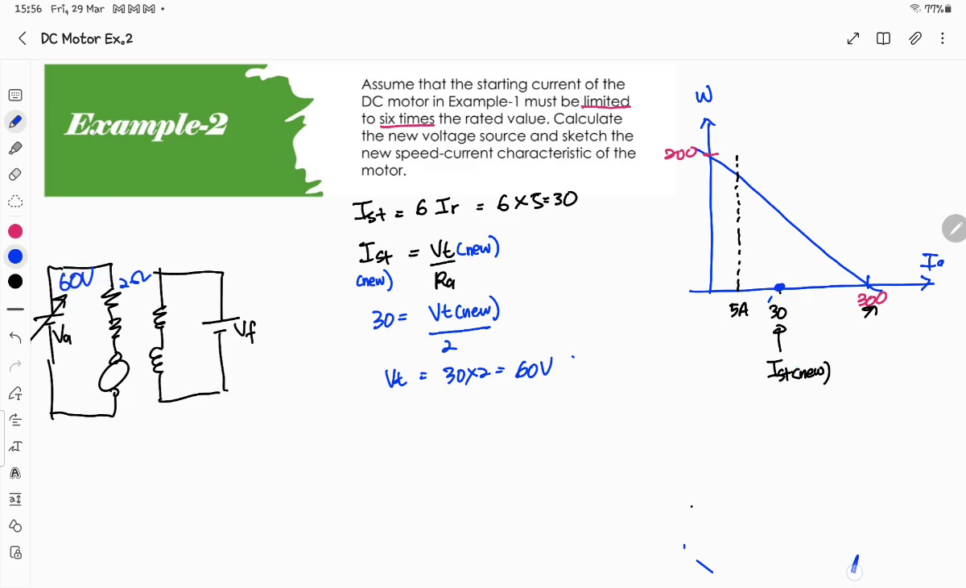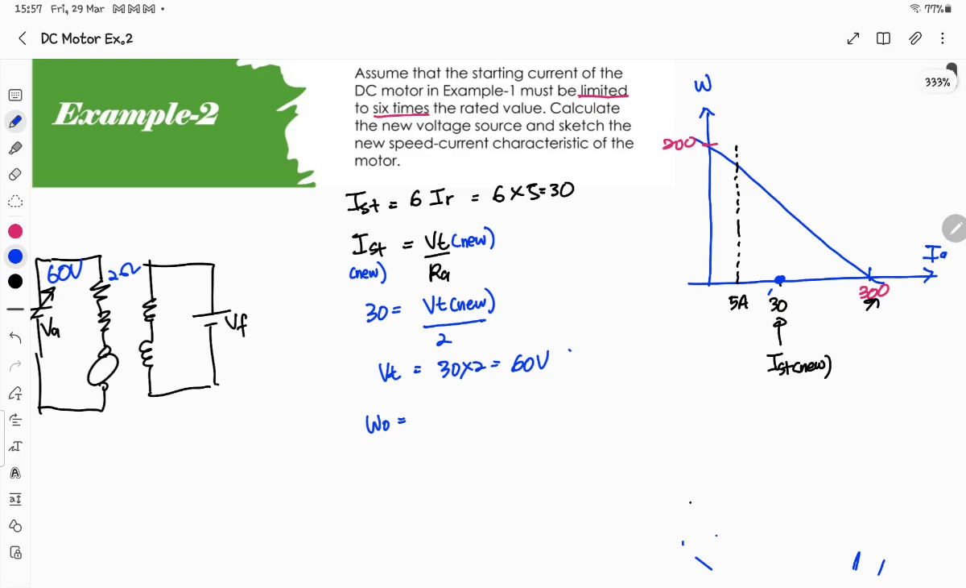And let's check whether we have a change in the no load speed. The no load speed equation is VT over kV, right? VT over kV. So this VT is VT new. So your VT new is here, 60 over kV, 3.